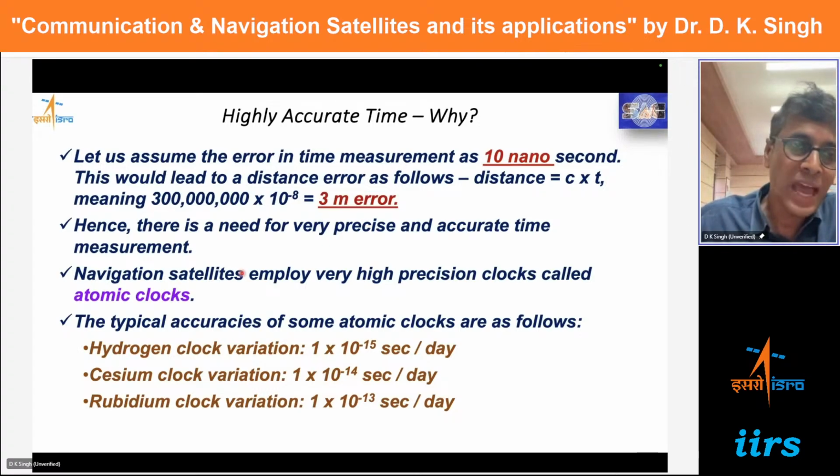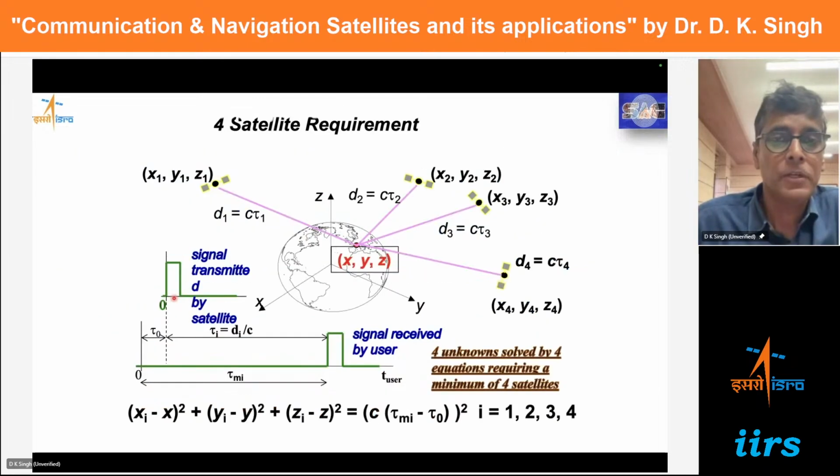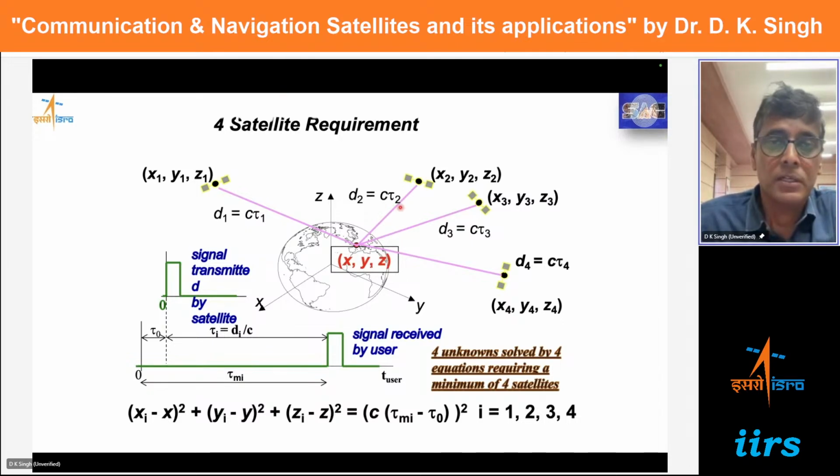So in order to do that, you need a very, very precise clock which maintains the time, which is called an atomic clock. And there are various types of atomic clock which are being used. But the clock is not used at the user receiver because the user receiver cannot be so bulky, it cannot be so costly. Okay, let us say this slide shows what actually happens in the system.